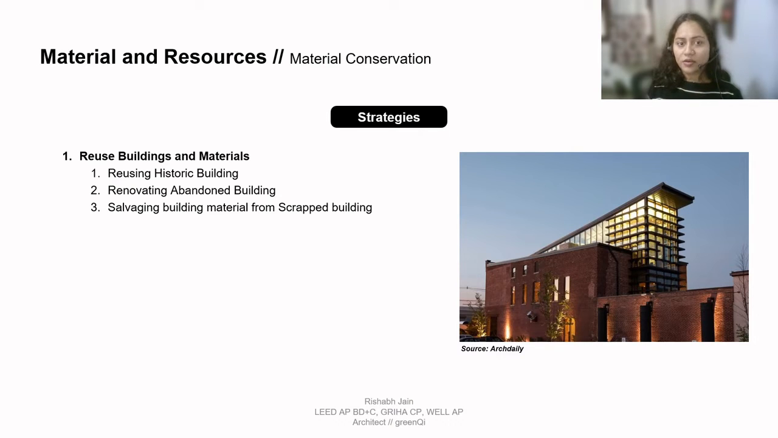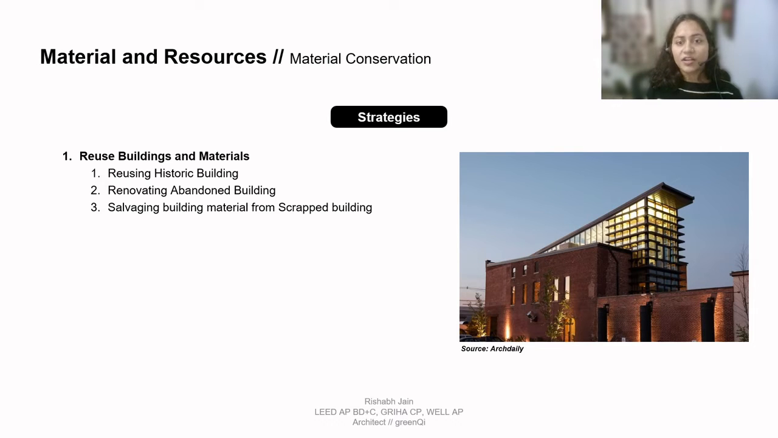So you can reuse buildings and materials. You can reuse a historic building, because if you build a new building, it will have more environmental impact. It will have more embodied carbon, more operational carbon. If you're using an existing building, you are reducing or negating the embodied carbon of the material, because the materials have already been there. So that's a good approach when we are doing material conservation.